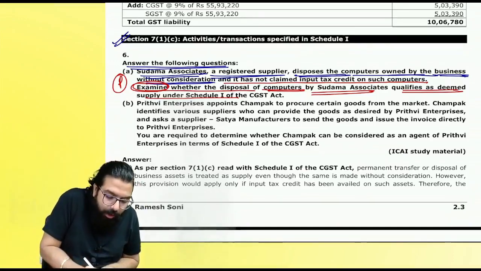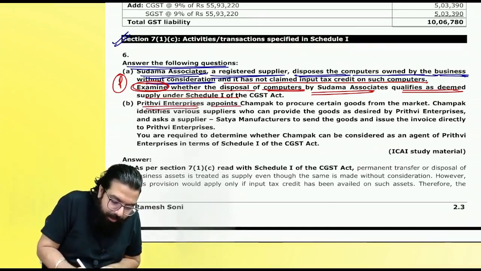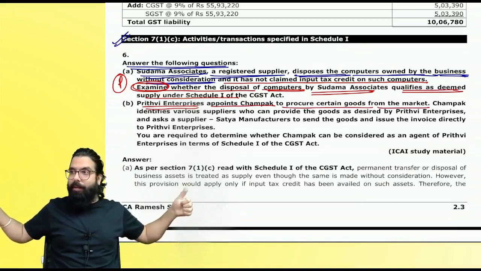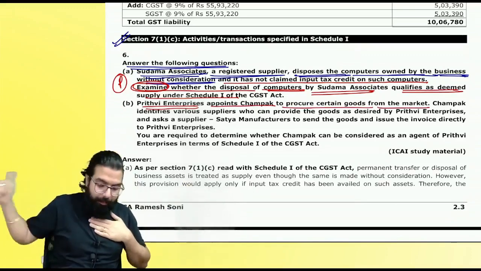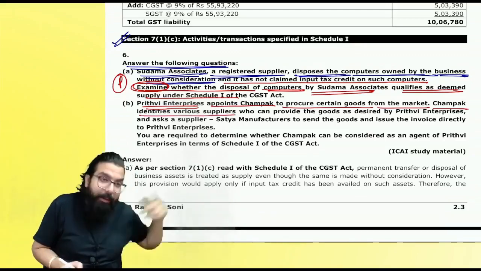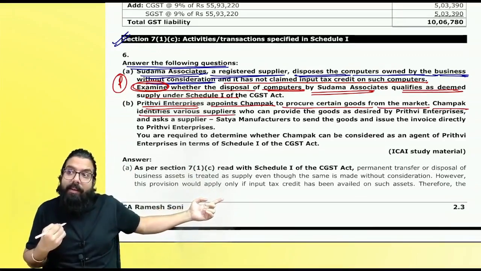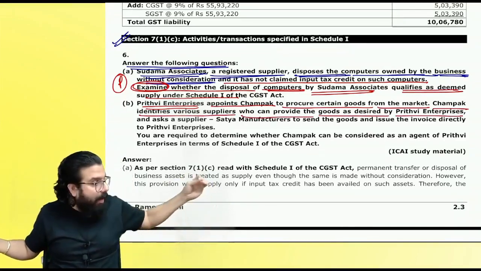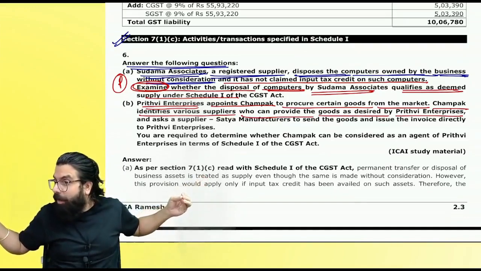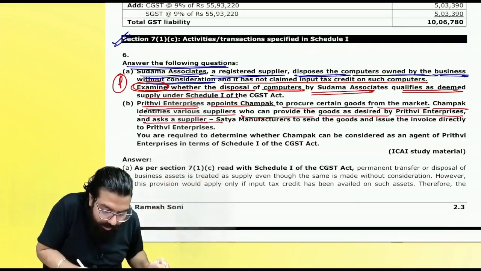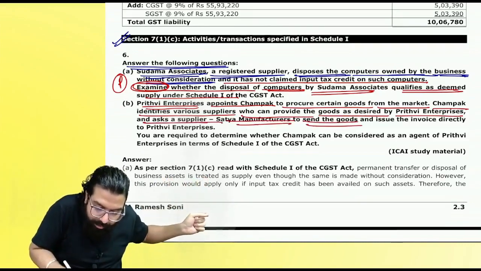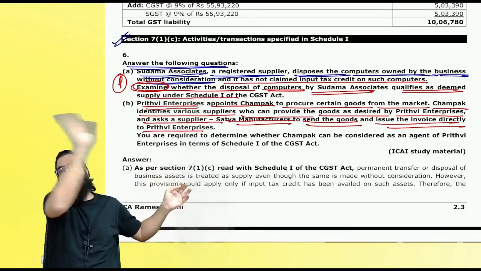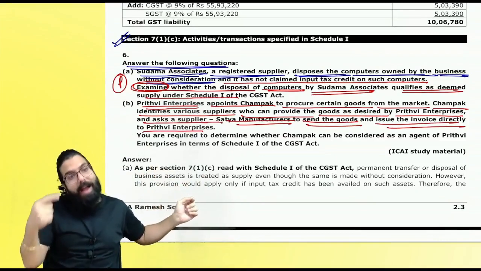Everyone over here. Prithvi Enterprises appoints Champak to procure certain goods from the market. Prithvi and Champak. Principal and agent. Champak identifies various suppliers. Who am I, a procuring agent or a selling agent? Procuring. Who can provide the goods as desired by Prithvi? I found suppliers who can provide the goods desired by Prithvi, and ask the supplier, the manufacturer, to send the goods and issue an invoice directly to Prithvi. He will directly give an invoice. He will directly make the payment. Who am I? Am I an agent?